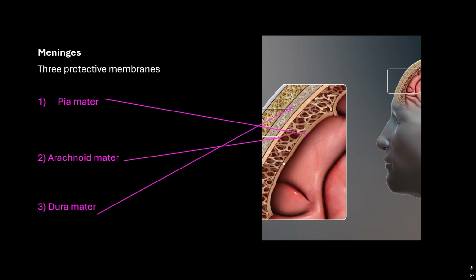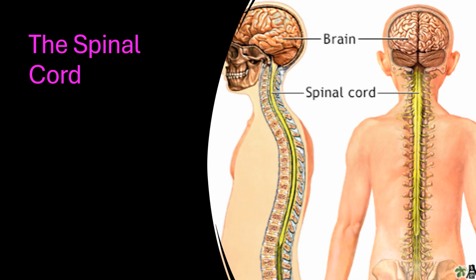We've also got cerebrospinal fluid, or the CSF, which is a fluid that cushions the brain and spinal cord. It also removes waste and provides nutrients to our central nervous system. We also have our blood-brain barrier, and this is selectively permeable, so it protects the central nervous system from harmful substances.